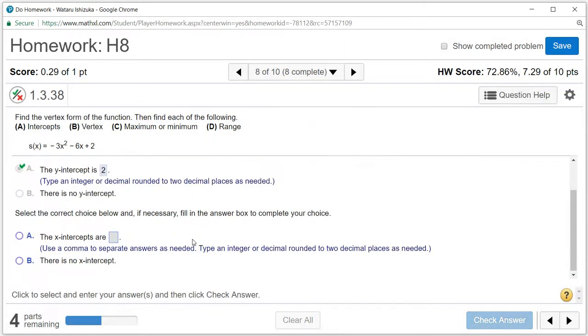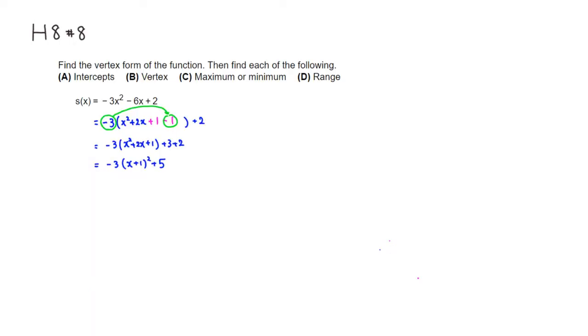We got that. And the x-intercept requires a little bit of work. So we're going to set this equal to 0. Then I'm going to subtract 5, so we have -3 times the quantity x plus 1 squared is equal to -5. Then I'm going to divide through by -3 to get x plus 1 squared is equal to 5/3. Then I'm going to take the square root.